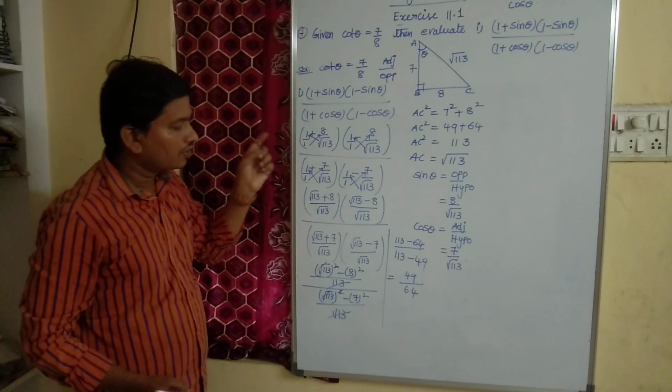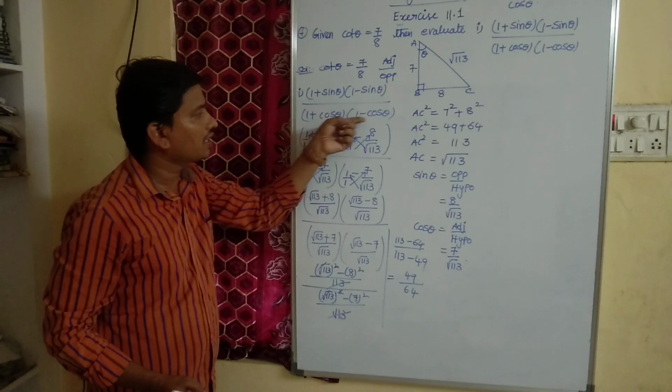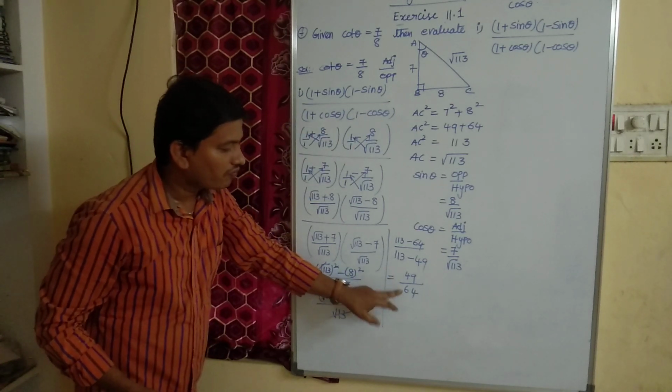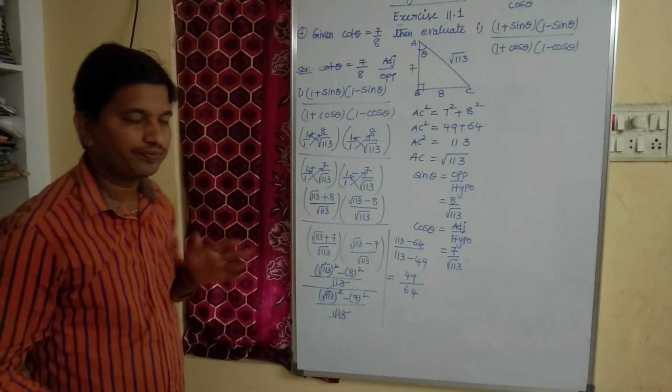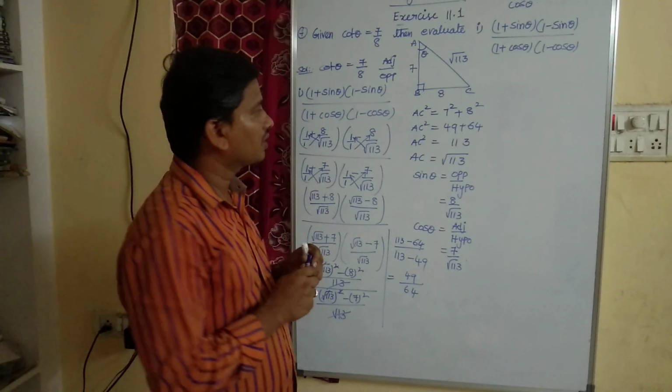The value of 1 plus sin theta into 1 minus sin theta by 1 plus cos theta into 1 minus cos theta is 49 by 64. Right? That is our first problem. Now coming to second problem.